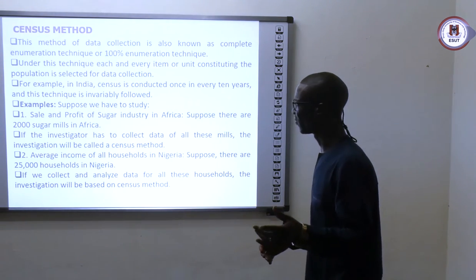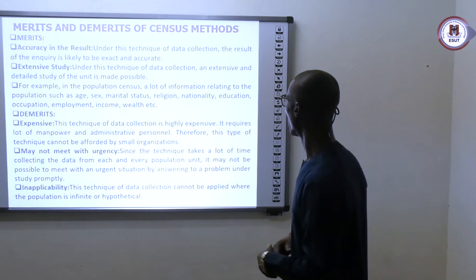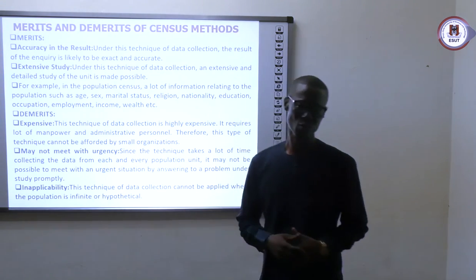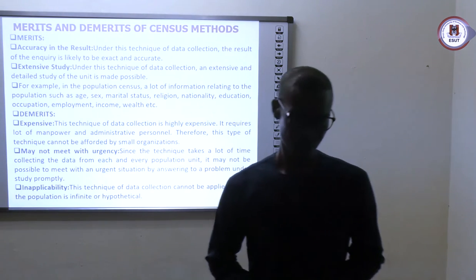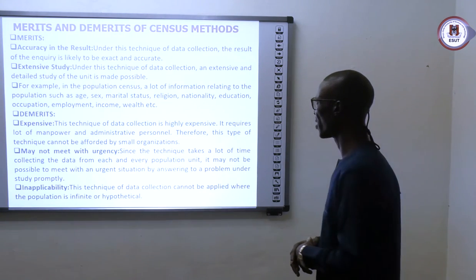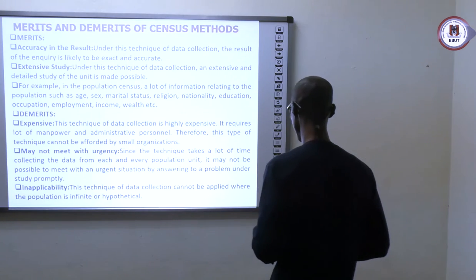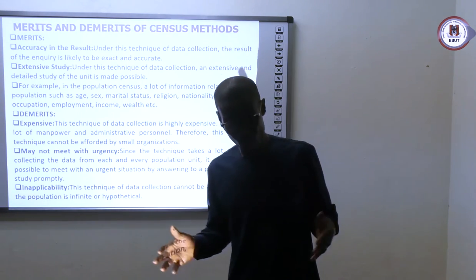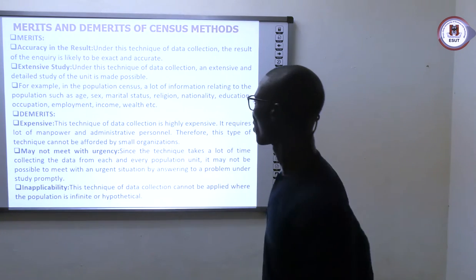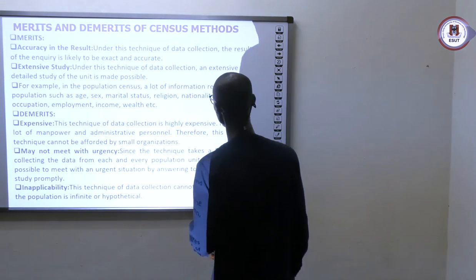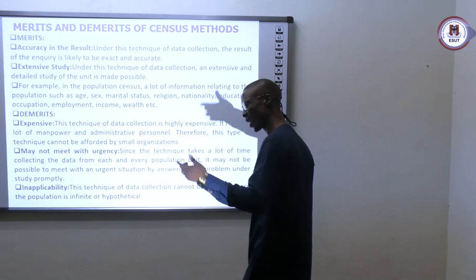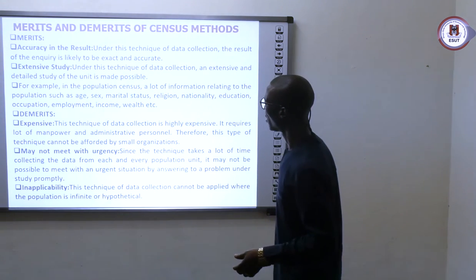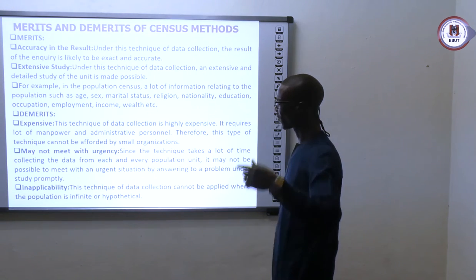What are the merits and demerits of the census method? The census method has so many merits. One of the major merits of census is that it gives more accurate data, because here you are going straight to each component or each individual in the population and getting information firsthand. So accuracy in the result is the first merit.